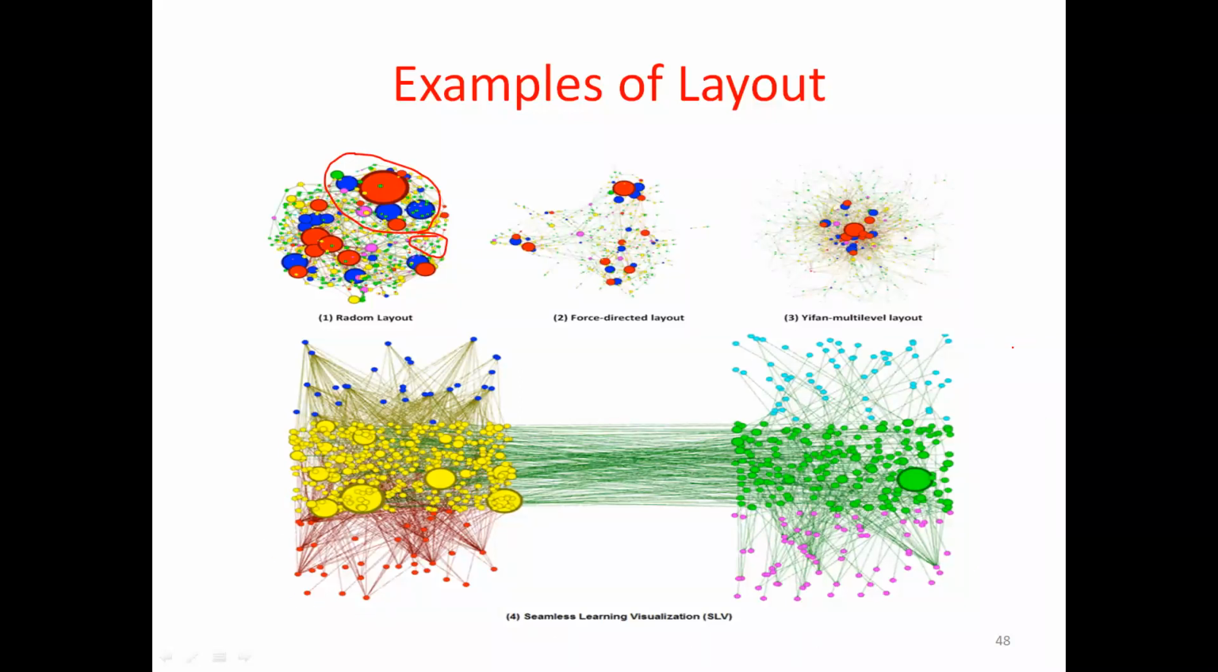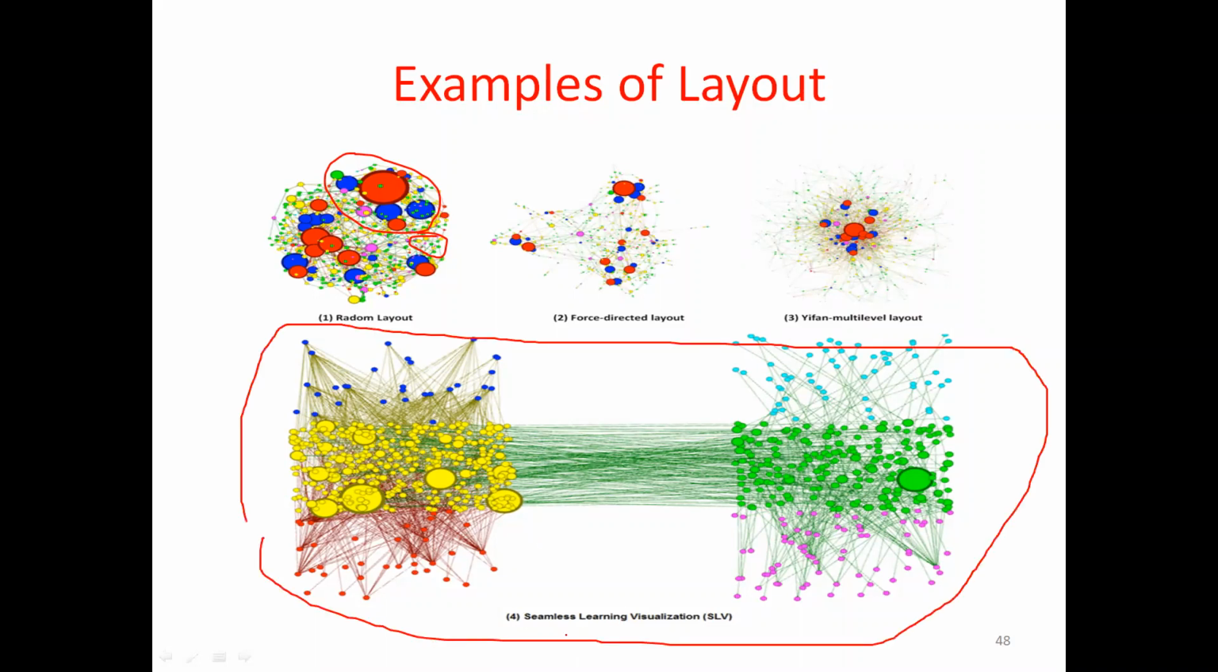This is another big network. This is a layout of seamless learning visualization, SLV. As I told you, there are many layouts. We don't want to concentrate on all of them. We'll take the basic things alone, right? So this is an example of seamless learning visualization. Okay, fine.